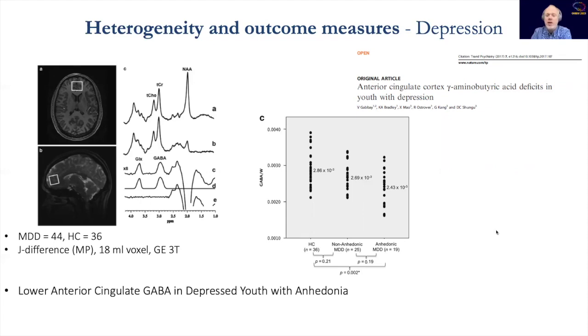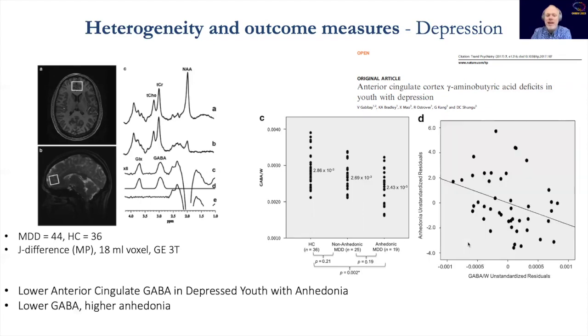Now, furthermore, you can see that the GABA levels on the x-axis here correlated with an anhedonia score, where patients with lower GABA levels were more anhedonic. So those patients with lower GABA were more severely affected by the condition, linking a specific subgroup of this condition to a specific symptom.